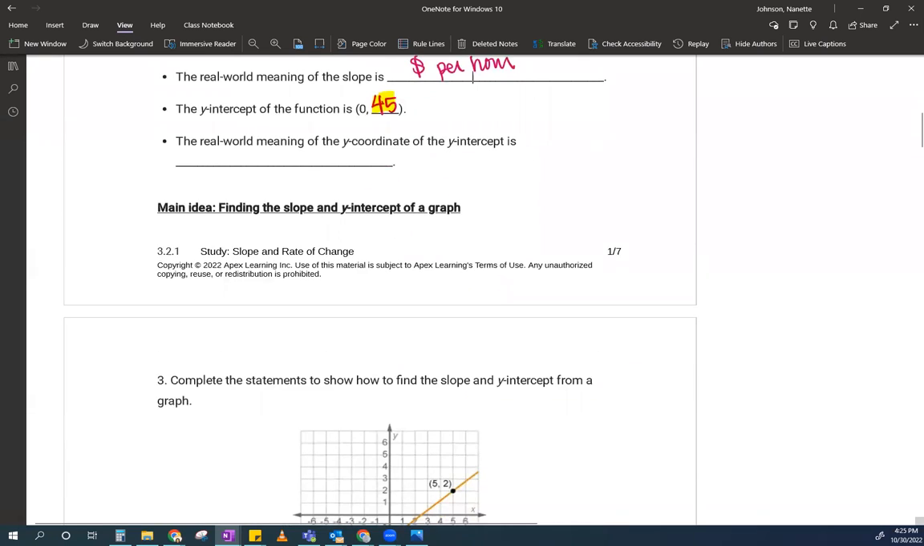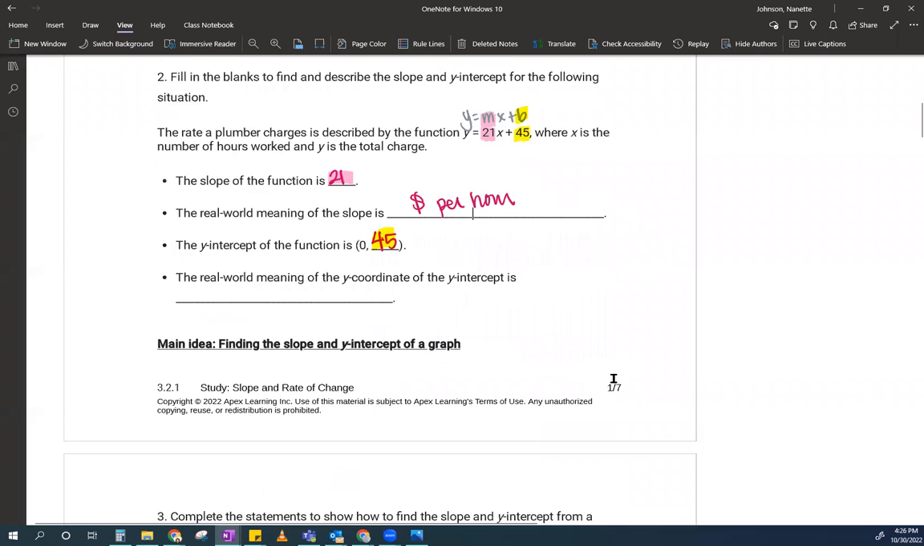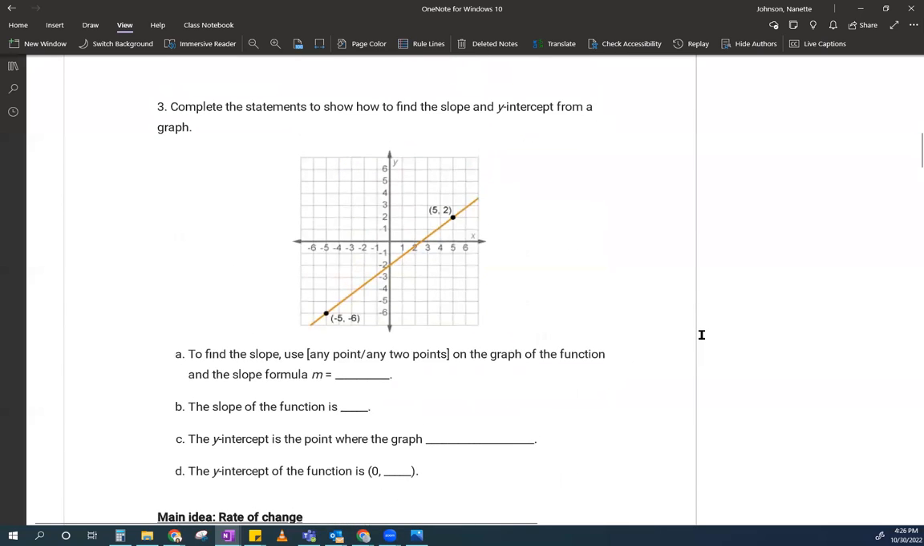So it says complete the statements to show how to find slope and y-intercept from a graph. So again, if you're looking for y equals mx plus b, here's y equals mx plus b. B is our y-intercept. That's when x equals 0. So it's literally where the line crashes into your y-axis. So it's this guy right here. This guy right here is my y-intercept.